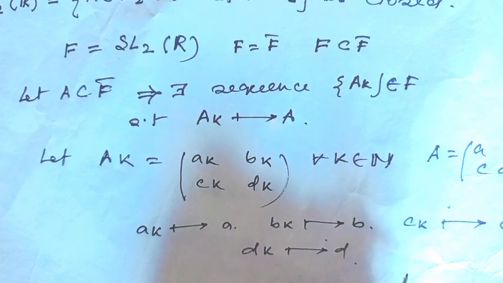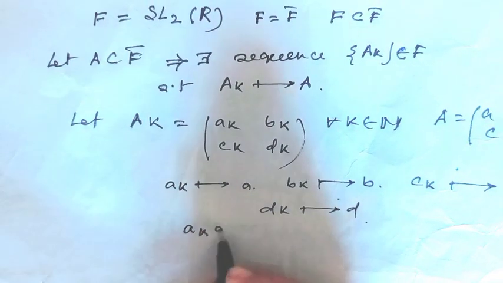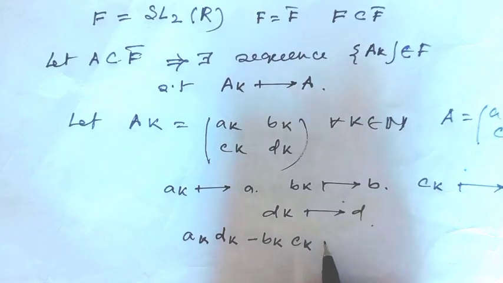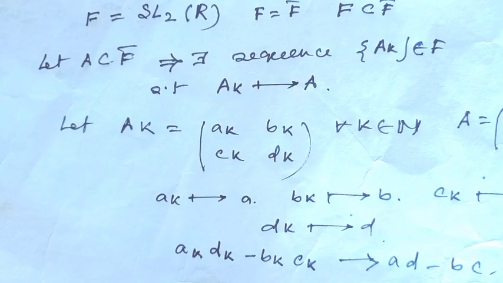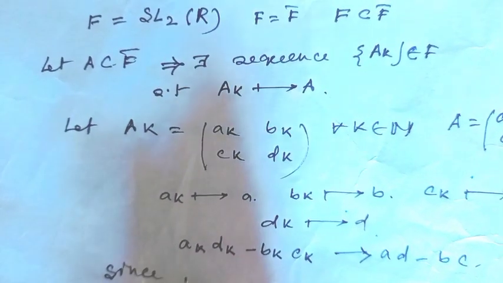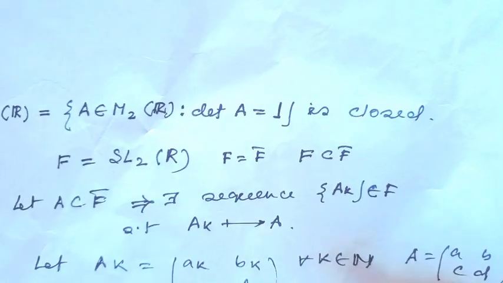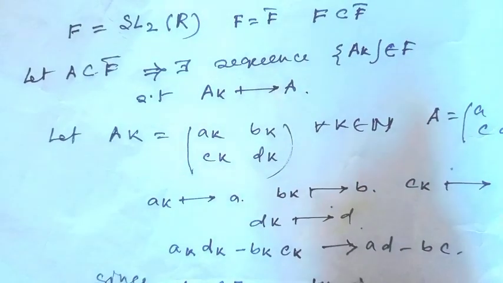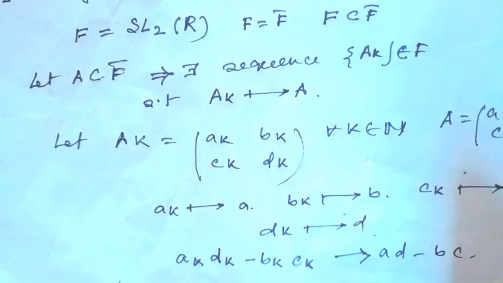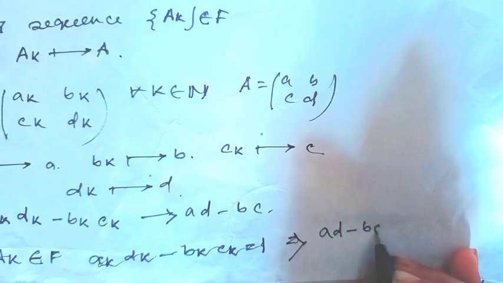And by this expression AK dk, since the set is determinant of A equal to 1, AK dk minus BK CK equals AD minus BC, similar to before. And since I have considered AK from the set F, AK belongs to F. F means determinant of A equals 1. Therefore, that implies AK dk minus BK CK equals 1. That implies actually AD minus BC equals 1.